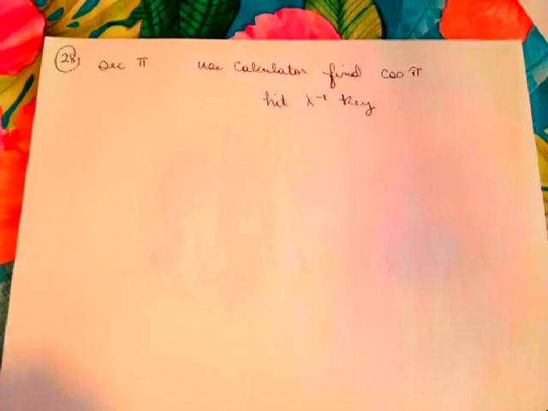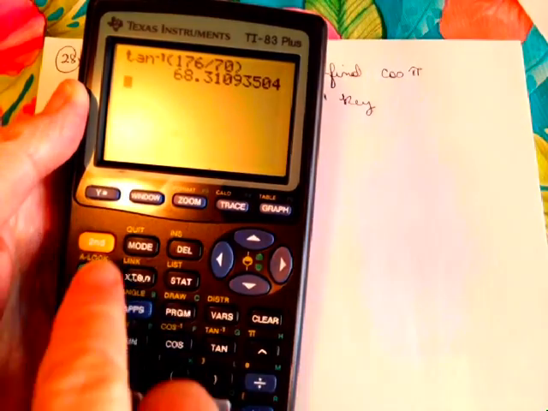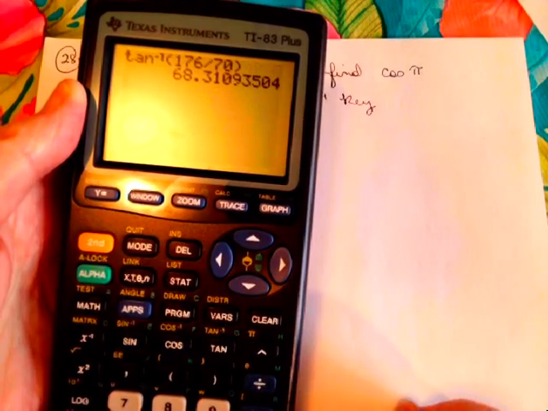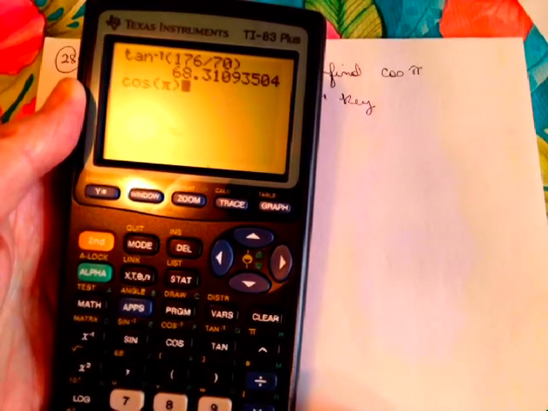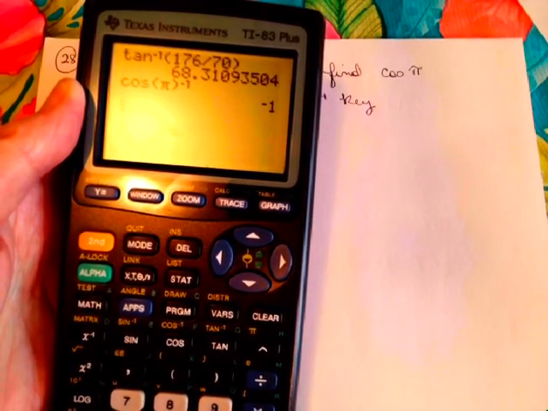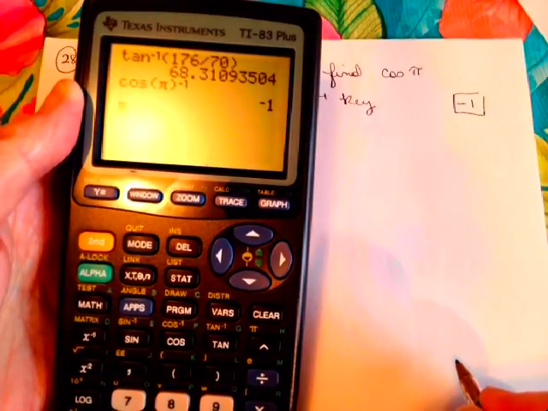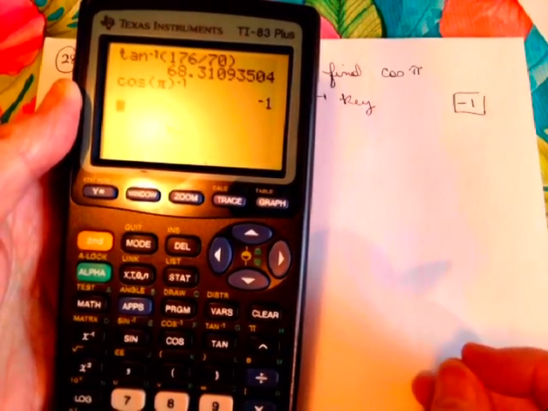Find cosine of pi. Hit the X inverse key. And you got it. Since we have pi, we want to be sure that we change to radians. Cosine of pi, close parentheses, X inverse, you got negative 1. Calculator does it for you. You don't even really have to do any thinking. The only thing you got to remember is, hey, cosine and secant are inverses of each other.